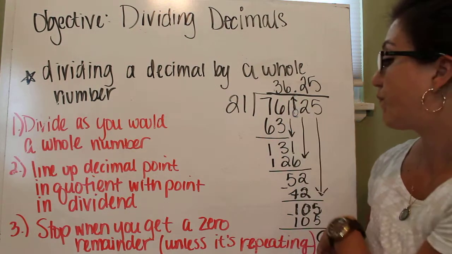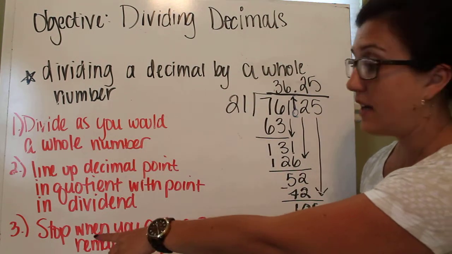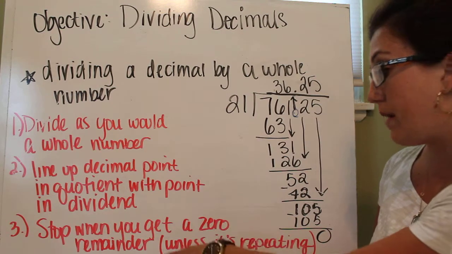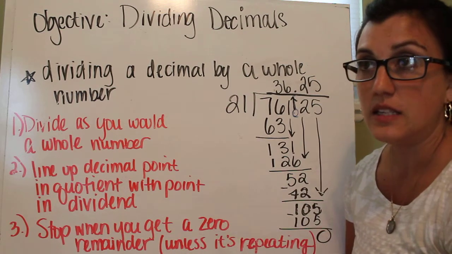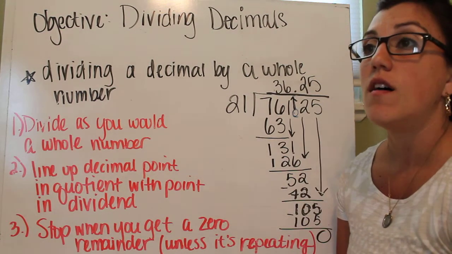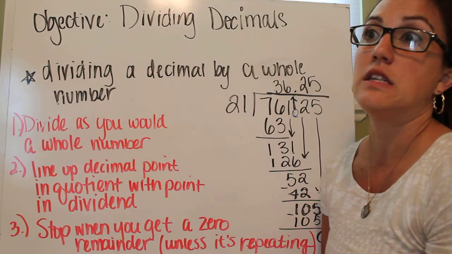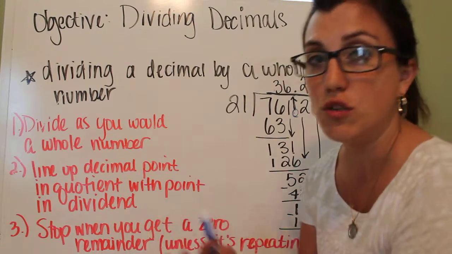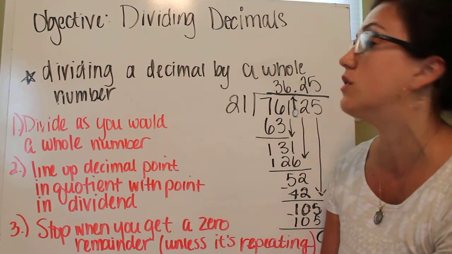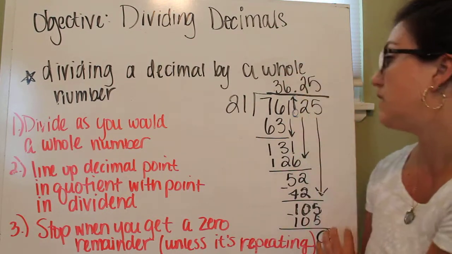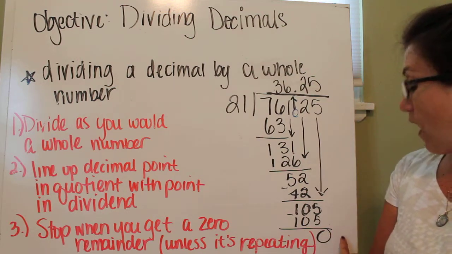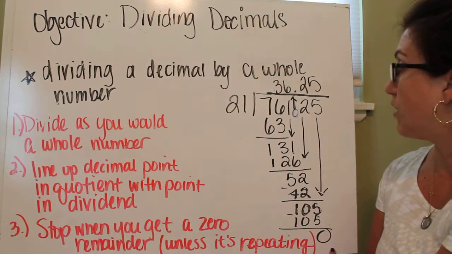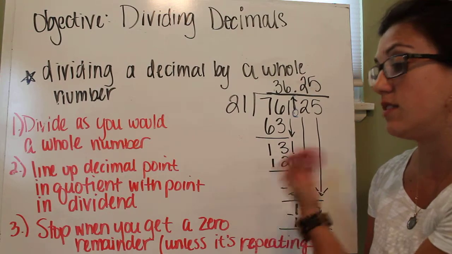in the quotient. So step 3 is stop when you get a 0 remainder, unless it's a repeating decimal, and you'll be able to tell. Remember before when we talked about repeating decimals, it would go, for example, 1.232323, and then you would be able to tell that you could stop. In this case, in my example problem, I was able to get a remainder of 0, so I was able to stop.